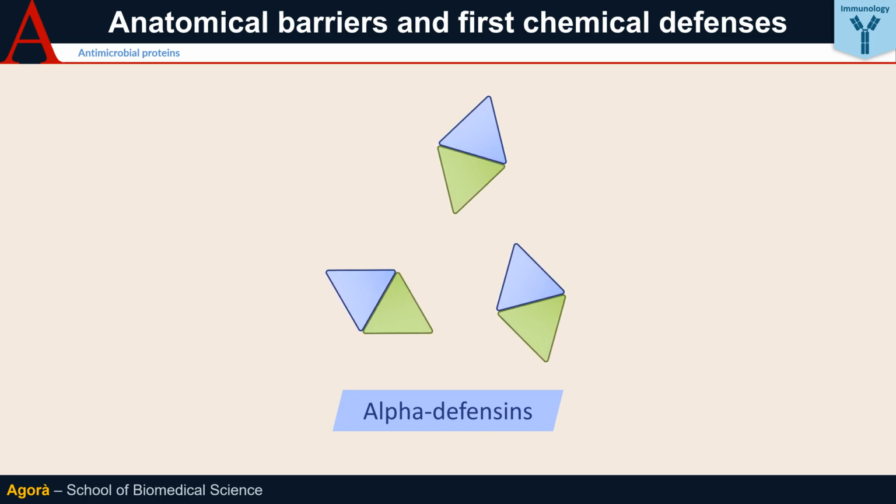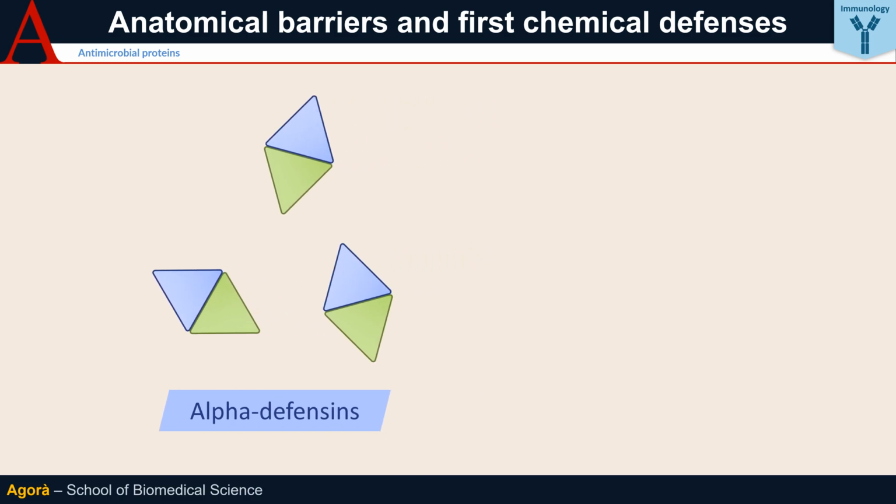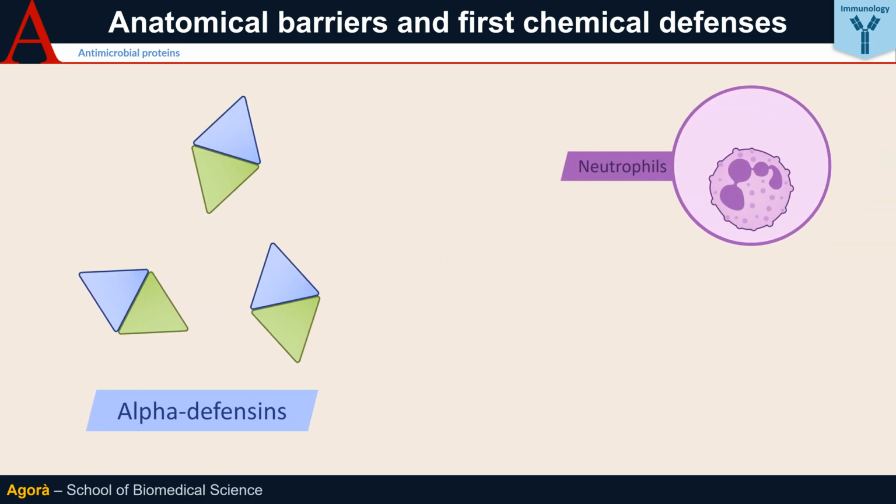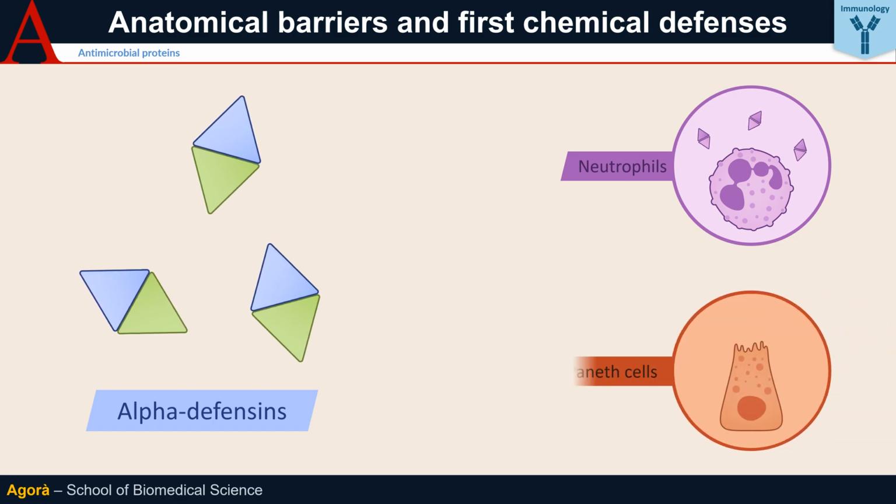Alpha defensins are produced by maturing neutrophils and stored in primary granules, lysosome-like vessels that contain substances crucial for fighting infections. Paneth cells in the intestinal crypts also produce alpha defensins, known as cryptins in this context. Cryptins are processed by proteases such as trypsin before being released into the lumen in an active form.